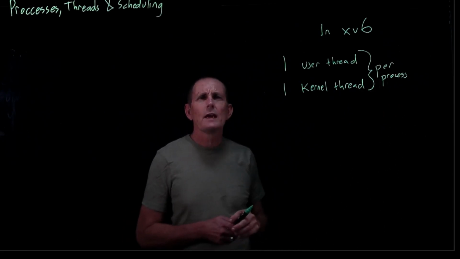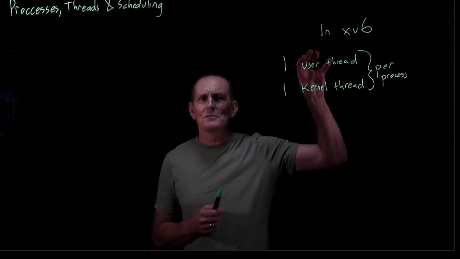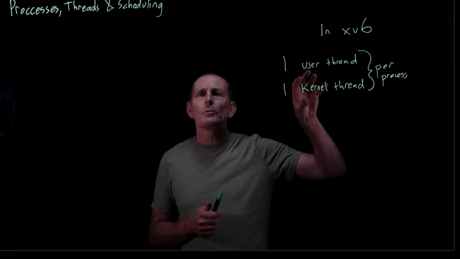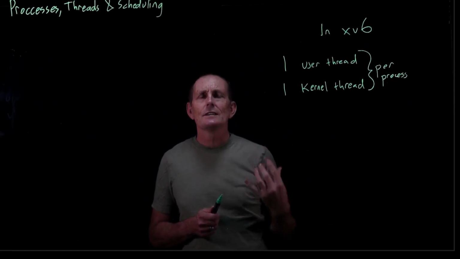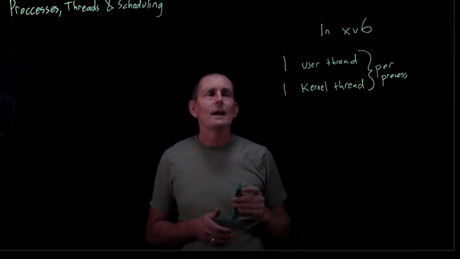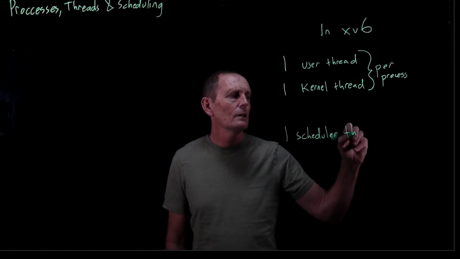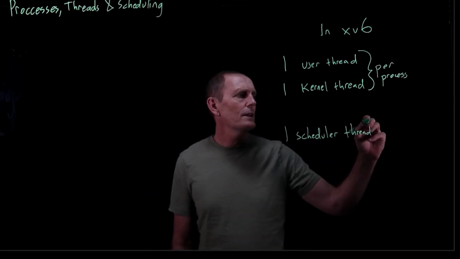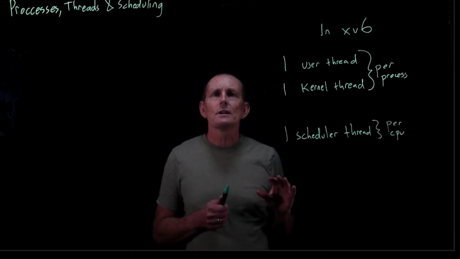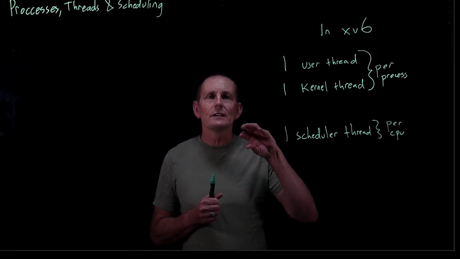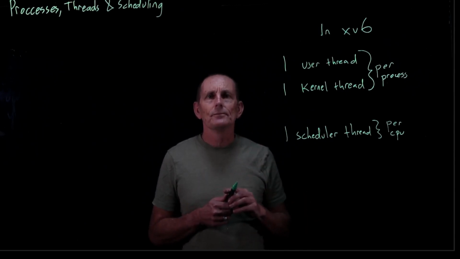Since it has its own thread, that means every process has its own user stack, which makes sense, but also that every process has its own kernel stack, okay? Because each of these threads has to have its own stack. In addition, we've got a scheduler thread, and there's one of those scheduler threads per CPU. The scheduler thread is responsible for scheduling threads on that particular CPU.